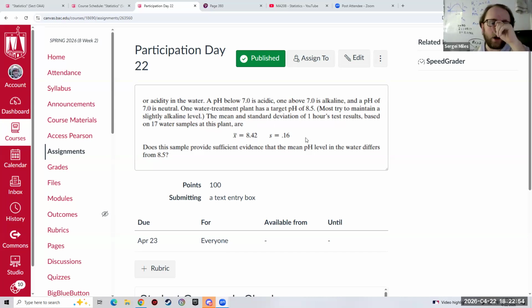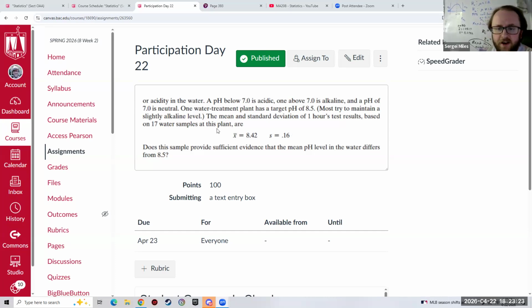Now, why do we only have 17 water samples? I mean, if this is maybe a smaller town or a smaller water treatment plant, they just might not have the ability to take as many samples, or there's just not as many different pipes to test. So for whatever the reason, they only have these 17 samples. So this is not large enough to use the z-scores that we just did.